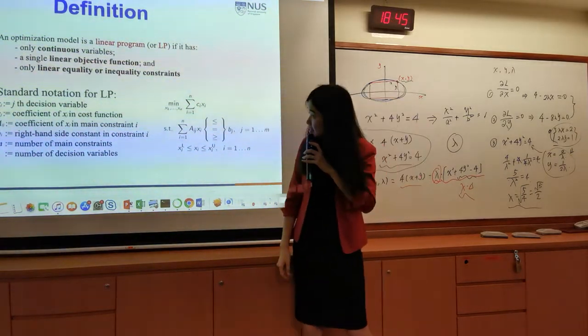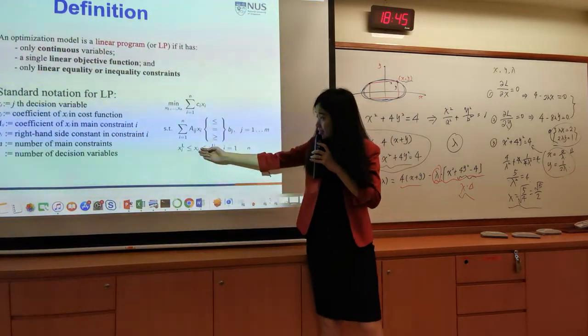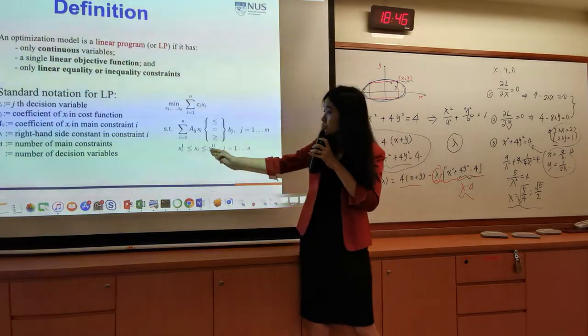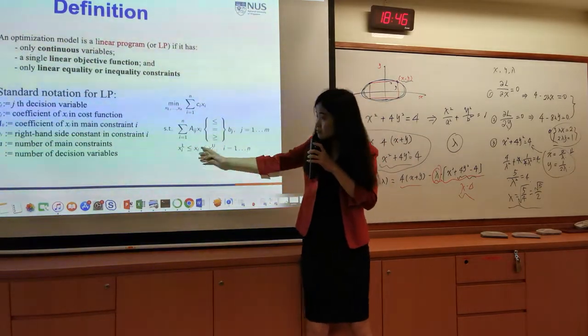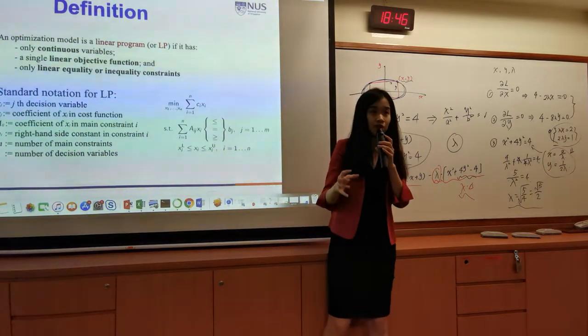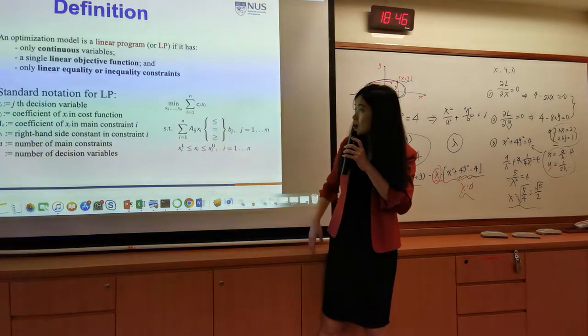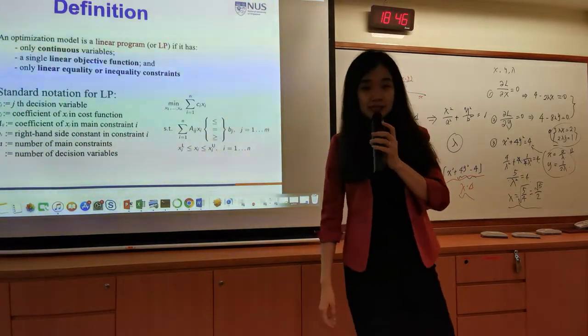Okay, and then you can have a number of main constraints and a number of decision variables, and for all your decision variables, normally we put them as bounded decision variables, with a lower bound and upper bound. So this is the standard format of linear programming.